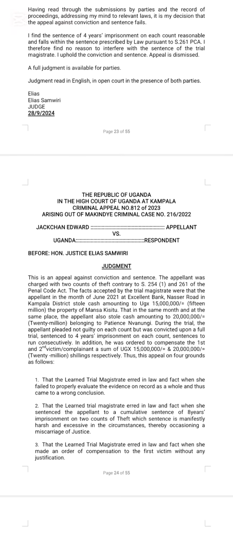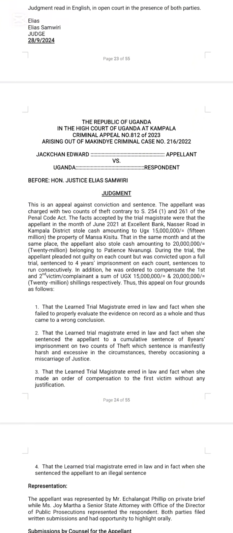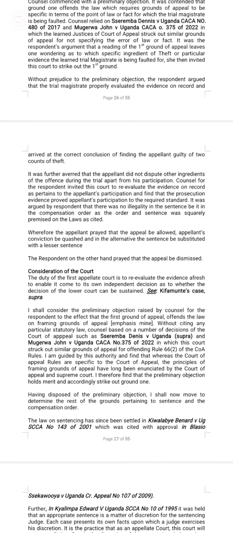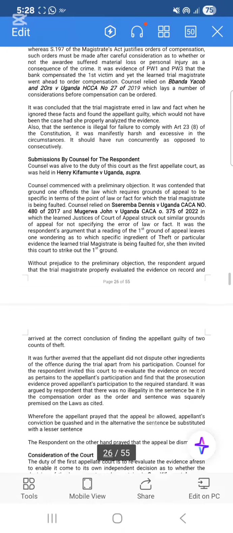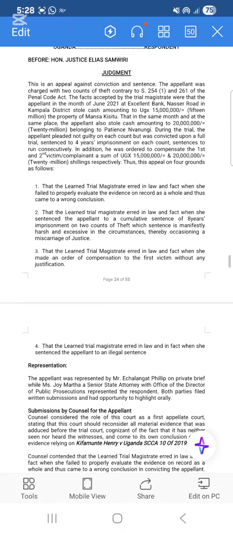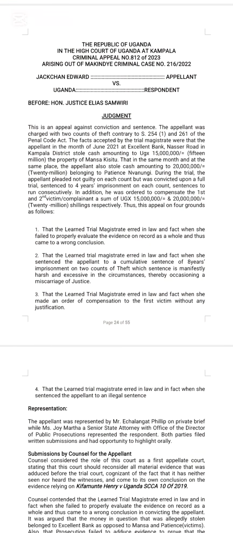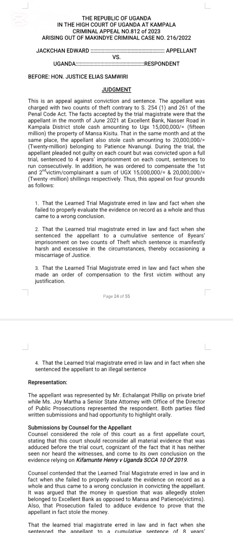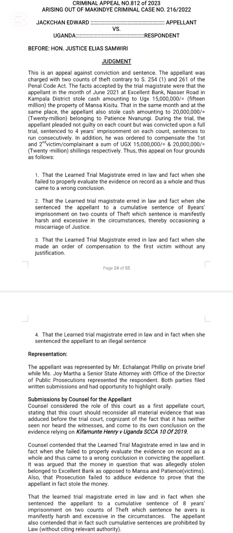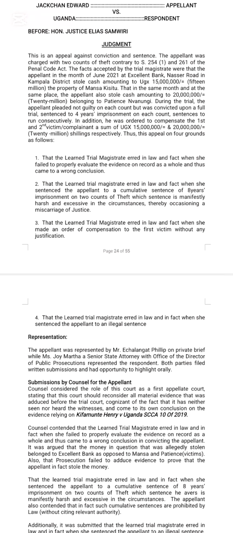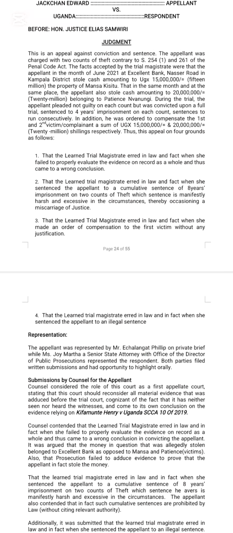We have the judgment of Justice Elias Samueli, judgment of the High Court, which basically upheld the sentence and conviction of the magistrates' courts. So briefly, as you can see from the judgment, this is an appeal against conviction and sentence. The appellant was charged with 2 counts of theft contrary to sections 254(1) and 261 of the Penal Code Act. The facts accepted by the trial magistrate were that the appellant in the month of June 2021 at Excellent Bank, Nasa Road in Kampala District stole cash amounting to Uganda shillings 15 million.